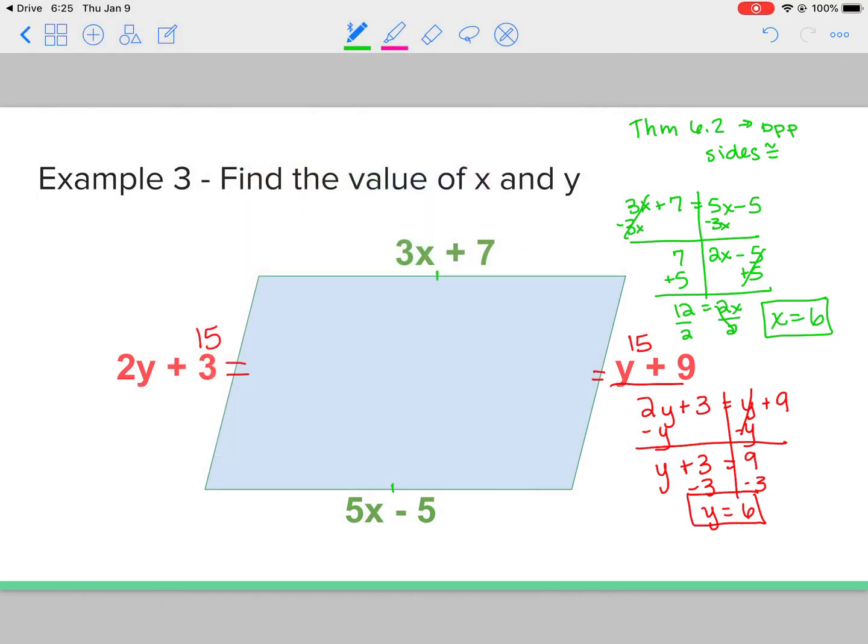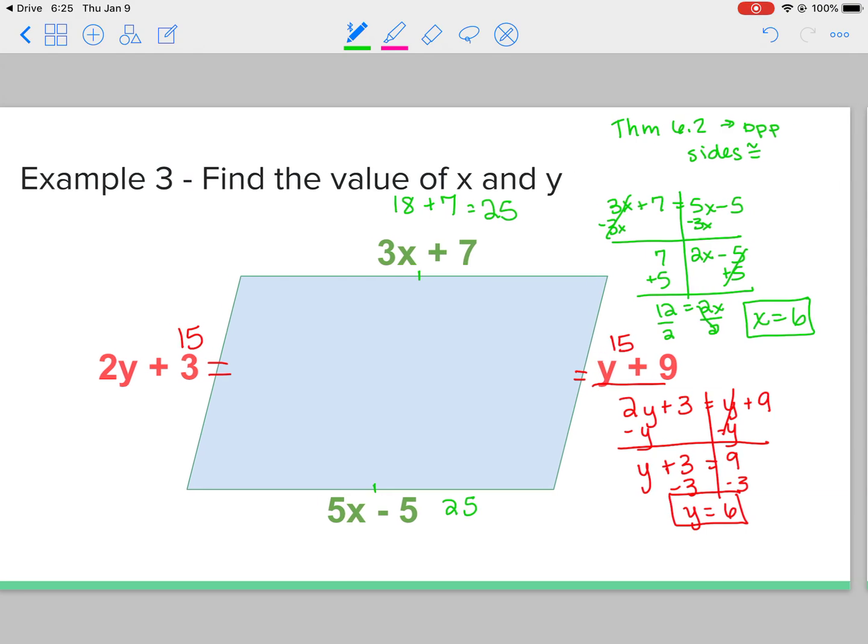And then if I plug it into the other sides, x is 6. I'm going to plug it into the top. So 3 times 6 is 18. And then 18 plus 7 tells me that this side is 25. So not all the sides are the same, even though the variables are the same. They're still different lengths, but opposite sides are congruent.